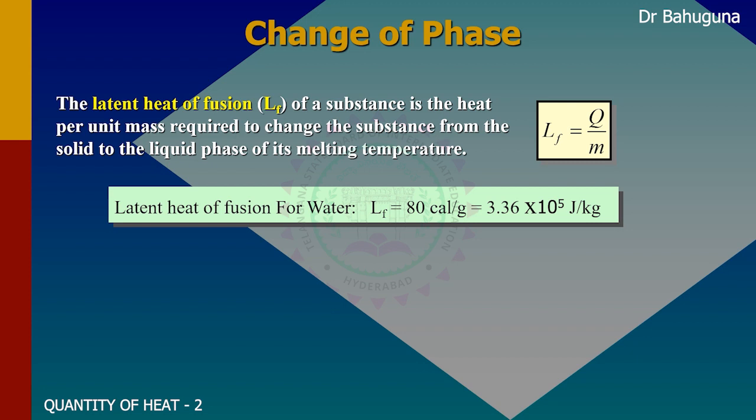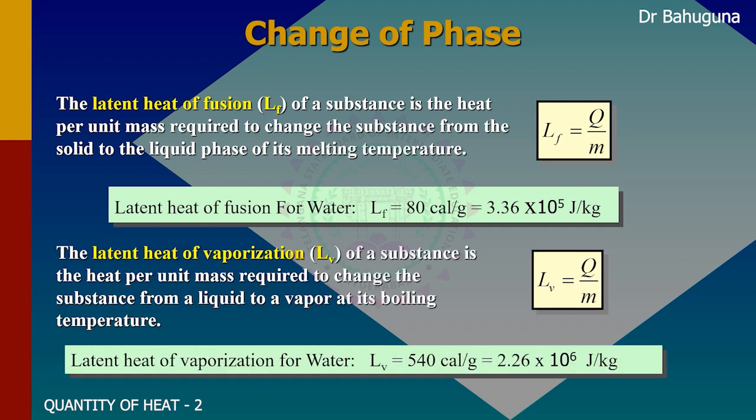So, there are only two formulas in the quantity of heat, that is, in calorimetry. One is Q is equal to mc delta T when there is a change of temperature. There is another formula, Q is equal to ML, when there is a change of phase. The latent heat of fusion for water, L suffix F, is 80 calories per gram. What is the MKS unit of this? 3.36 into 10 power 5 joule per kg.